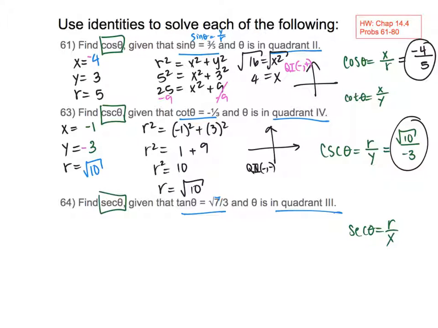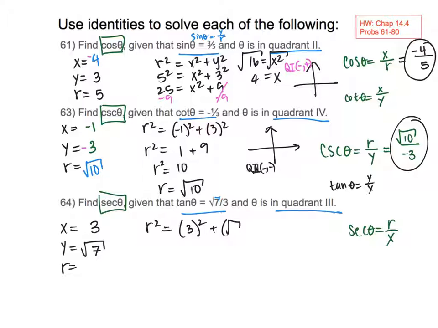So first let's start off by knowing what is our x, our y, and our r. So tangent, let me write this to the side here. Tangent is your y over x. So in this case, y is the square root of 7. So I'm going to grab that square root of 7, and then our x must have been the 3. So I don't know my r, so I have to go ahead and solve that. So I'm going to do that here.